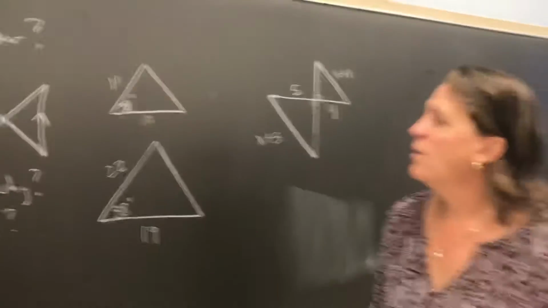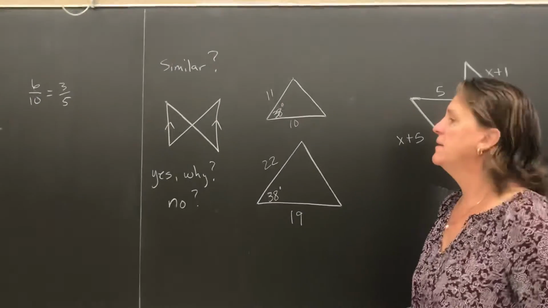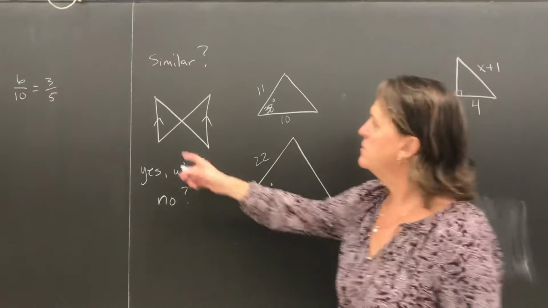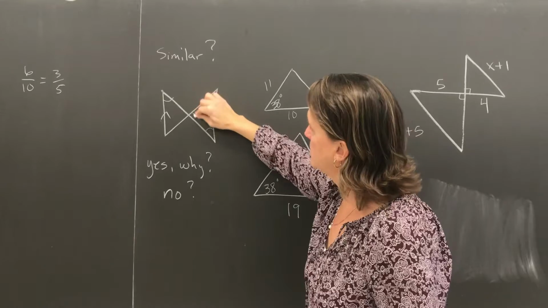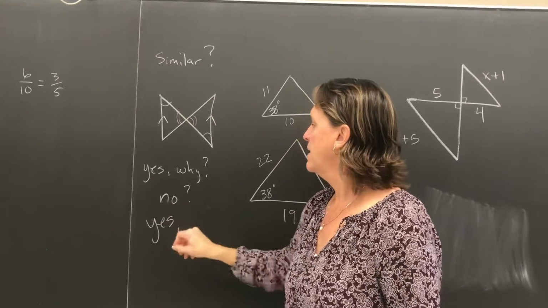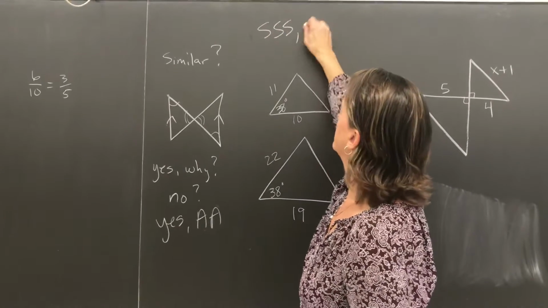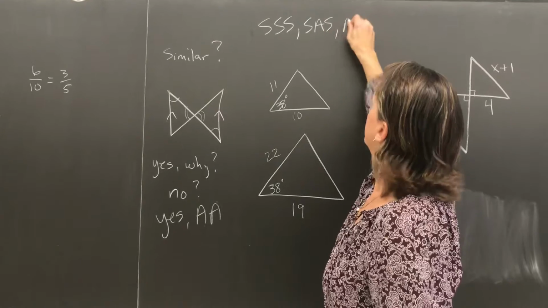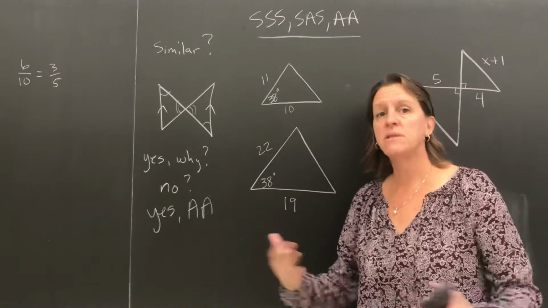Then we moved on to, are these similar, yes or no? If it's yes, you have to tell me why. If it's no, you just write no. So remember, these are parallel, so that means I have a pair here, and I also have vertical angles. So this is yes, and the reason, AA. We have three choices. Those are your only three choices. If it's not one of those, it's no.